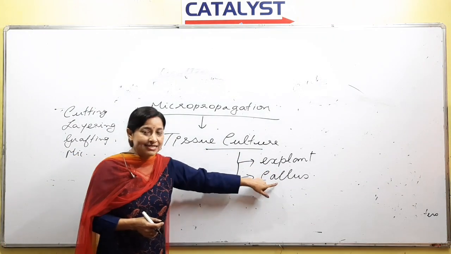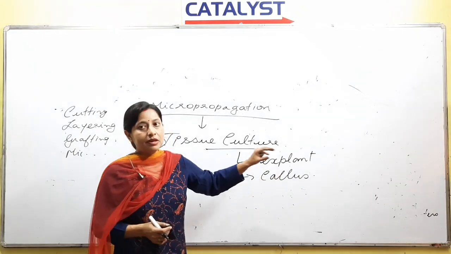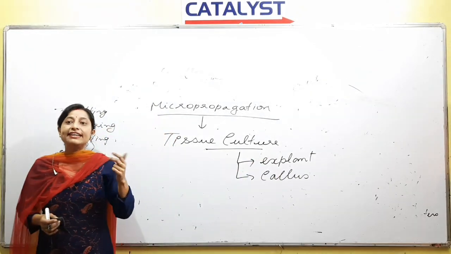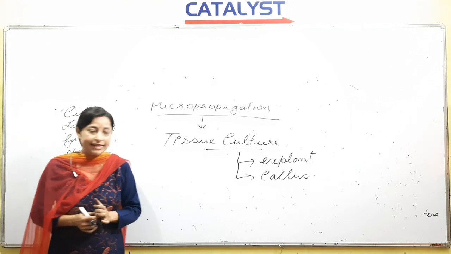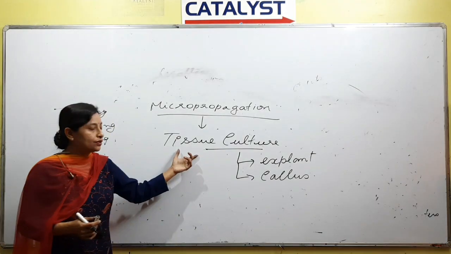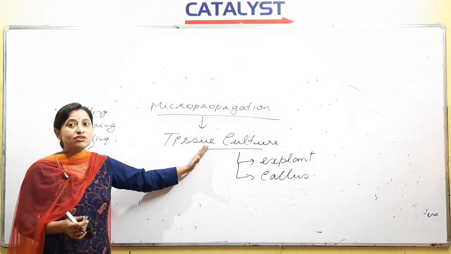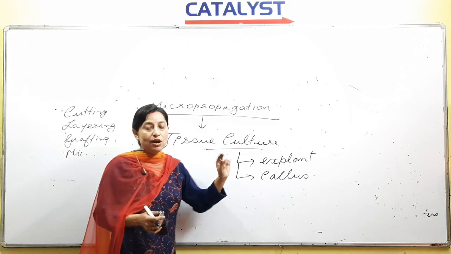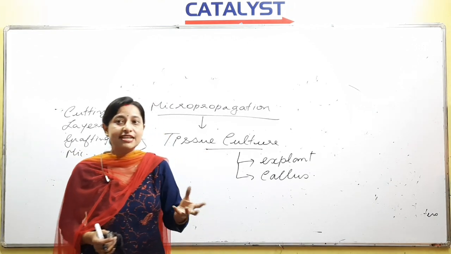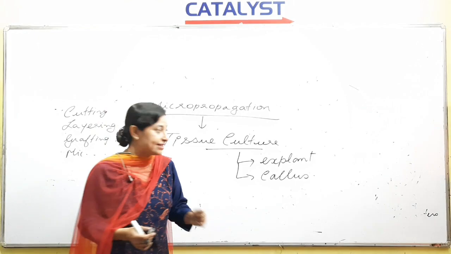What is explant? The part which we propagate, we call it explant. The part on which we will do the culture, that is called the explant. Explant could be one cell, it could be a collection of cells, it could be a part of an organ, etc. Next we come to callus.